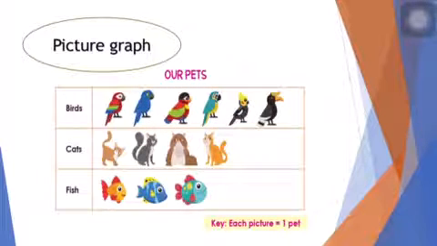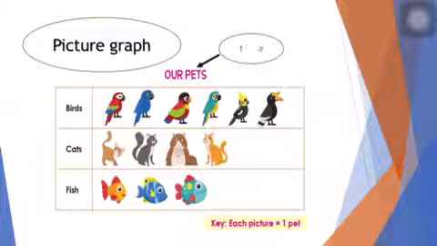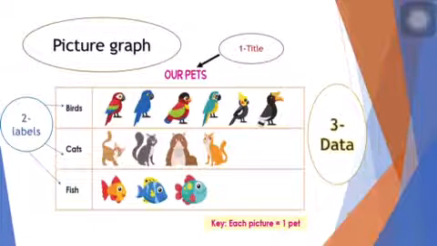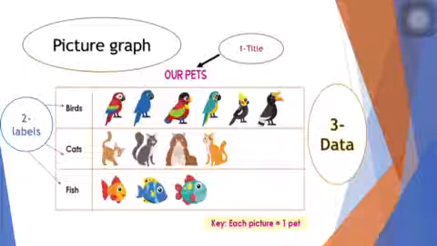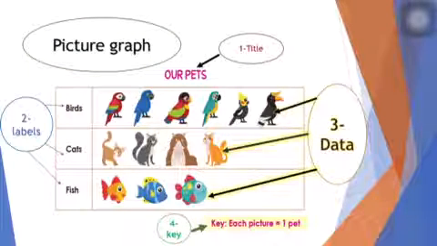And we have two types of graph. The first type called picture graph uses pictures to show information. And it consists of four parts: title, labels like birds, cats, and fish; data, which shows us how many of each animal; and key. Each picture equals one pet.